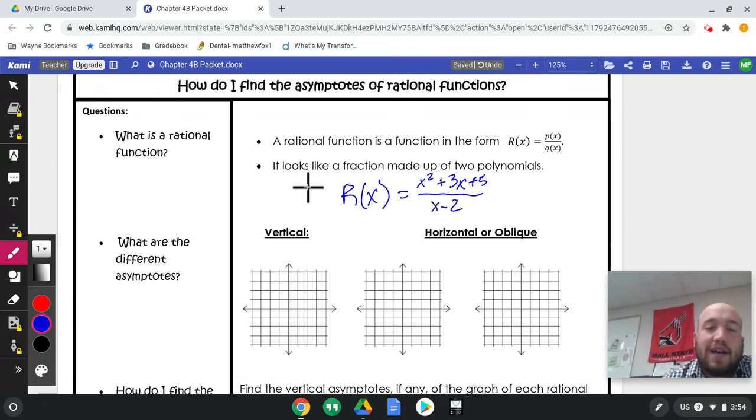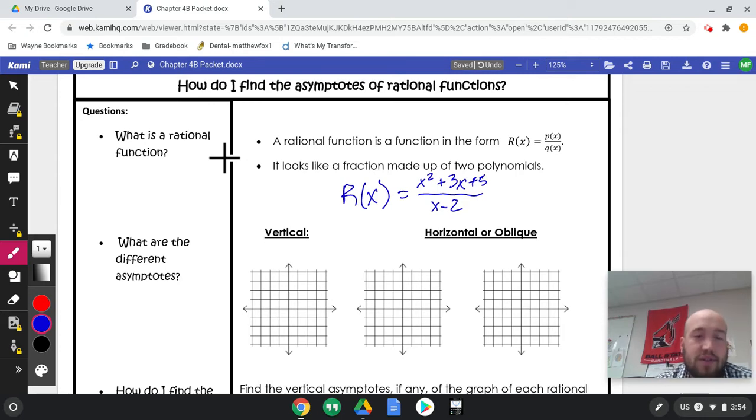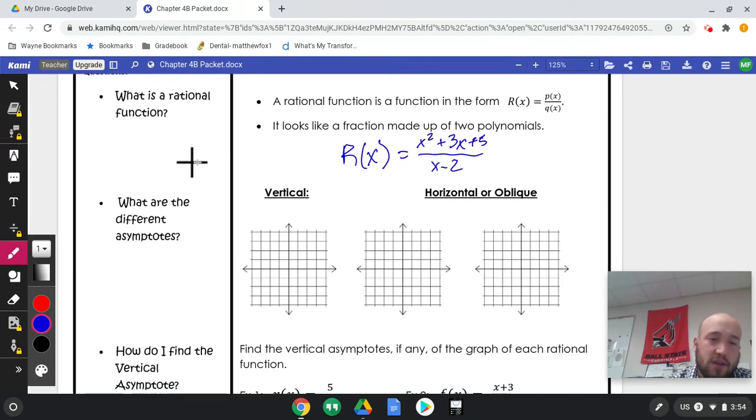Now, an asymptote is a line on our graph, and it represents a value towards which the function approaches. Okay, so the function approaches this value. I'll show you more what that looks like tomorrow. But to start off, we're just identifying where these asymptotes will occur.